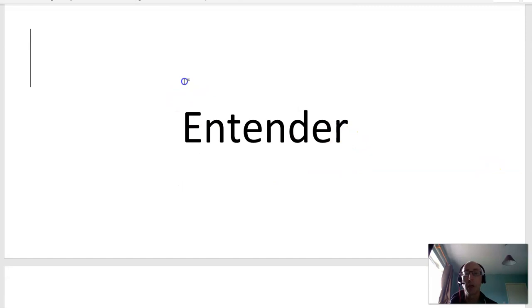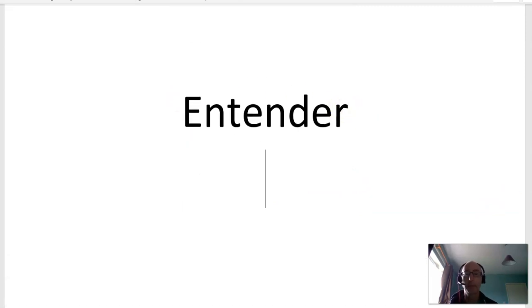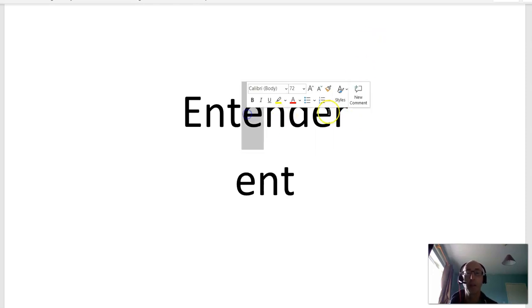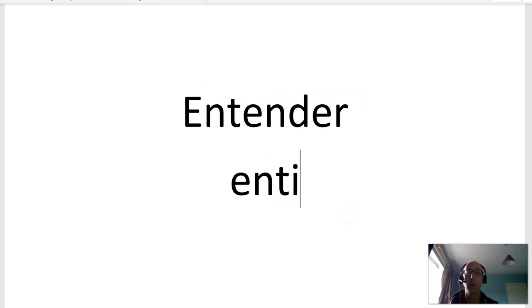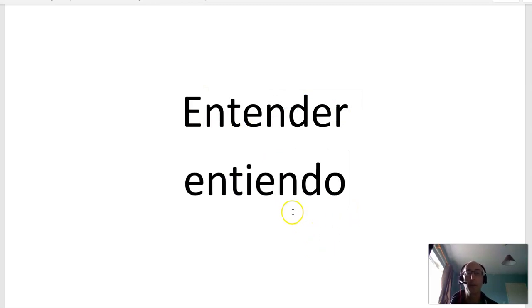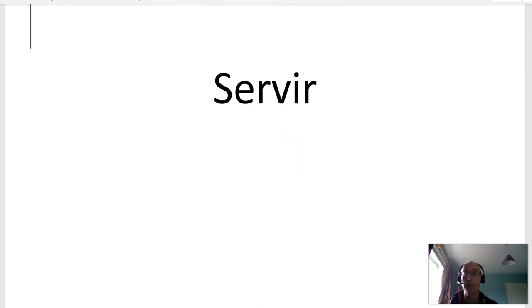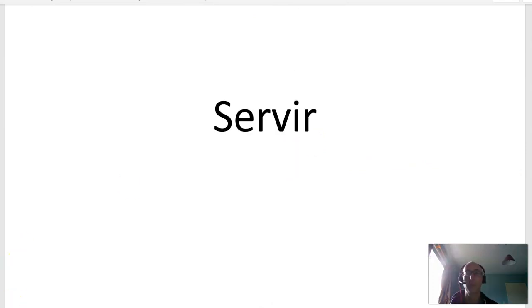Entender. A common verb, to understand. Let's put it in the first person. So again, it's always the final consonant before the ending. It's not the first consonant, it's the final consonant before the ending that we change. The E changes here to IE. So the majority of E changes are to IE. Not all of them, as we'll see. Servir. So servir is to serve.